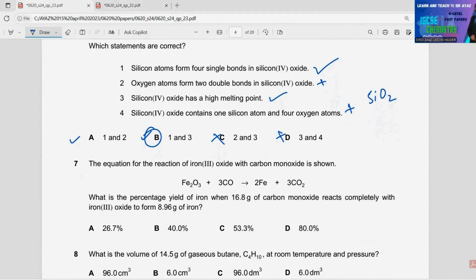The equation for the reaction of iron(III) oxide with carbon monoxide is shown. Fe2O3 plus 3CO gives 2Fe plus 3CO2. What is the percentage yield of iron when 16.8 gram of carbon monoxide reacts completely with iron(III) oxide to form 8.96 gram of iron? No, they are asking the percentage yield of iron. The experimental value of iron is given, which is 8.96.